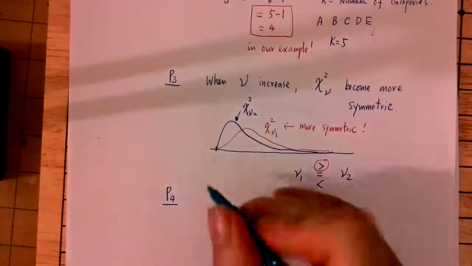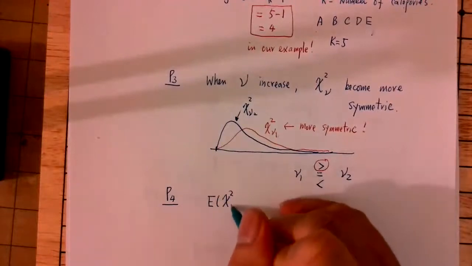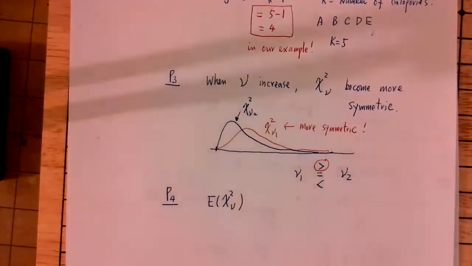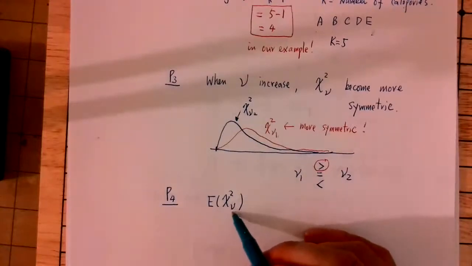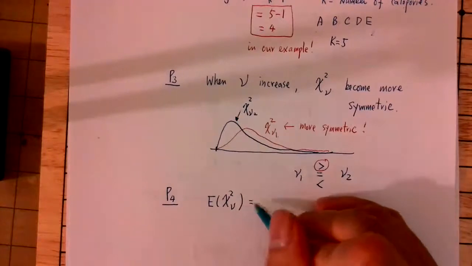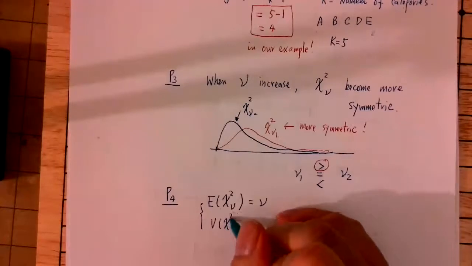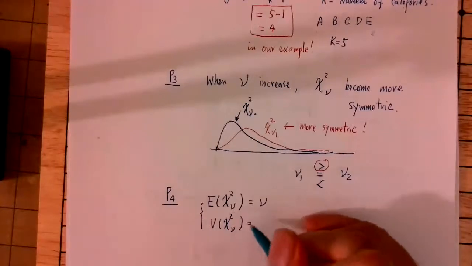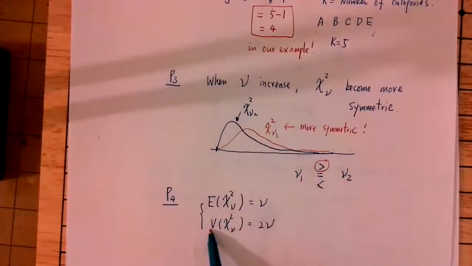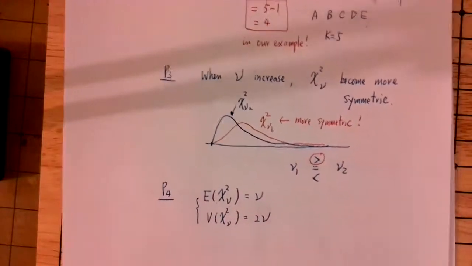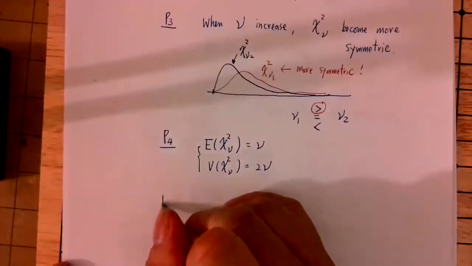Property 4. The expected value of chi-square with nu degrees of freedom. Chi-square is very particular in this situation. The mean of the chi-square distribution with nu degrees of freedom is just nu, and the variance is 2 nu. Very easy to remember. Mean is nu, variance is 2 times the degree of freedom. Okay, that's property 4.